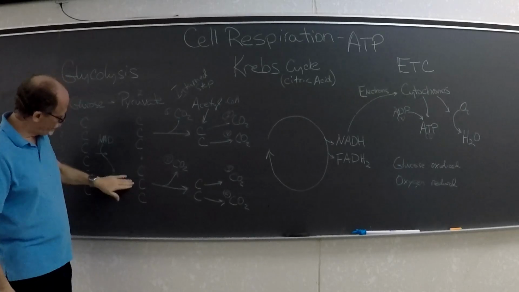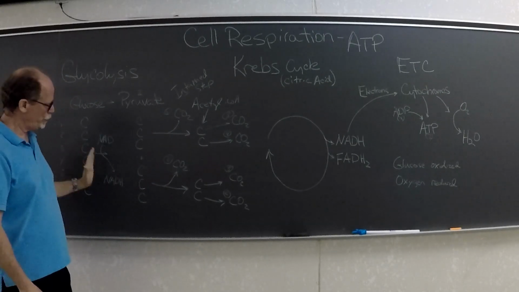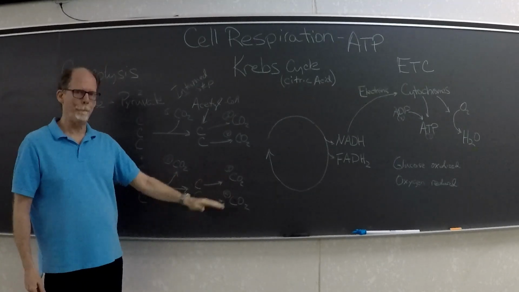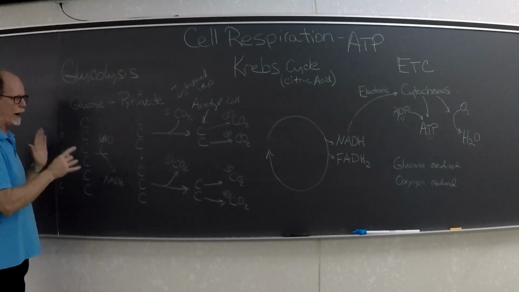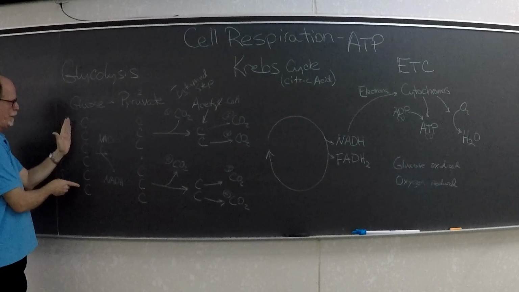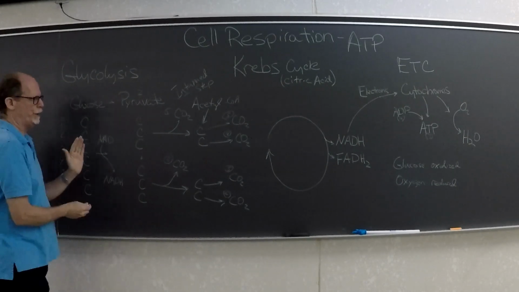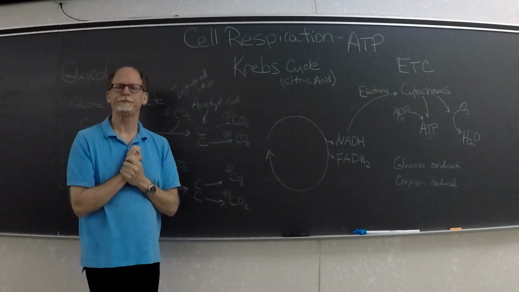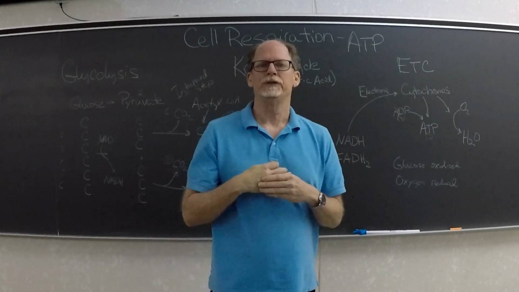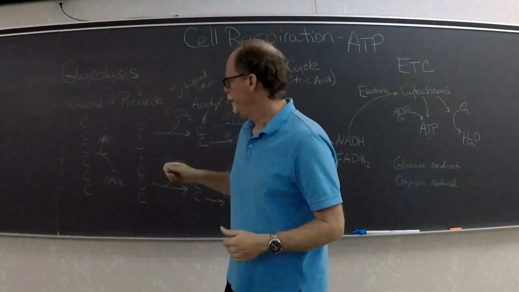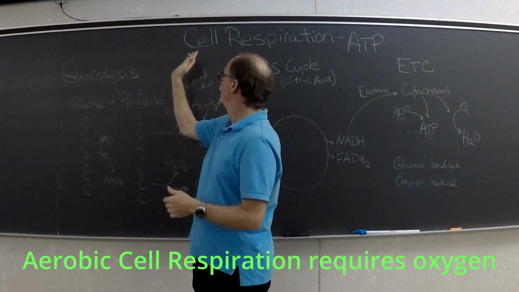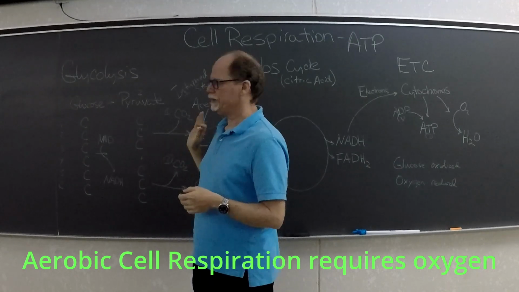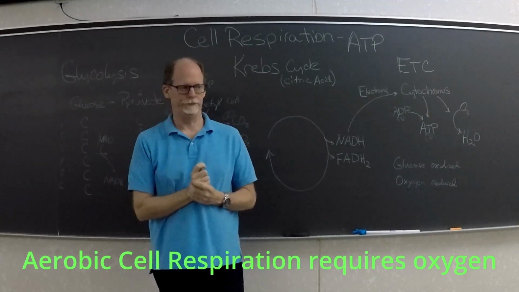Same thing happens with this, right? You get 2 pyruvates from 1 glucose. The other 3 carbons go through the same process, and you've oxidized these 6 carbons of glucose into 6 CO2s. So glucose is oxidized during aerobic cell respiration, with each one of these carbons becoming CO2.